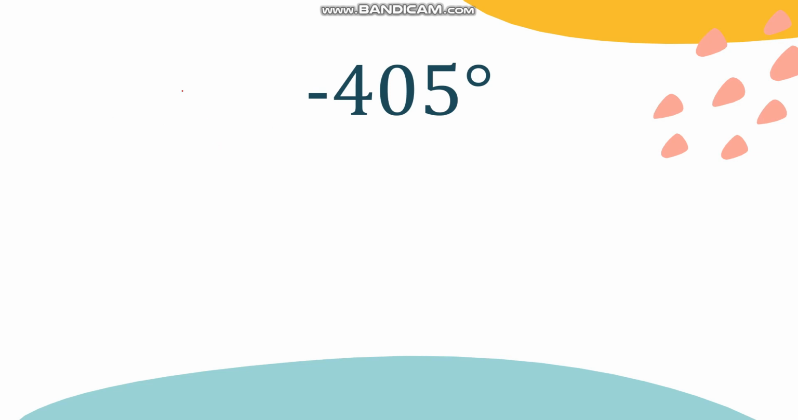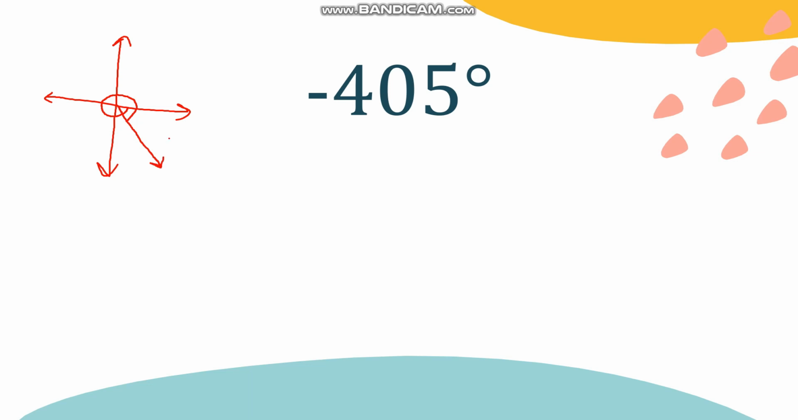So let's see, we have here this Cartesian plane. Since it's negative 405 degrees, that means it is beyond 360 degrees. So from this will be our initial side, and since it's negative, the movement of the terminal side will be clockwise. So it completes a whole rotation and ends somewhere here in the fourth quadrant. So this is our negative 405 degrees.